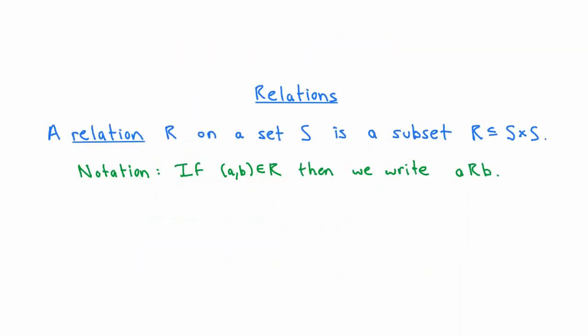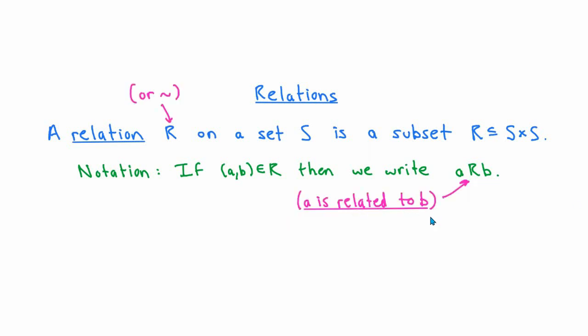We'll start with the definition, which is very simple. A relation R on a set S is just a subset of the Cartesian product S cross S. If an ordered pair of elements (a, b) is an element of the relation R, then we denote this by writing a R b, and we say that a is related to b.